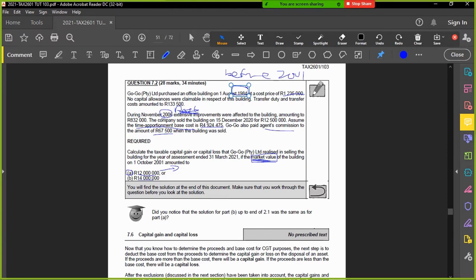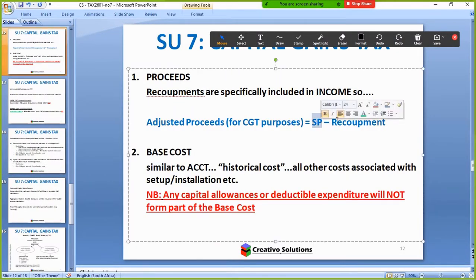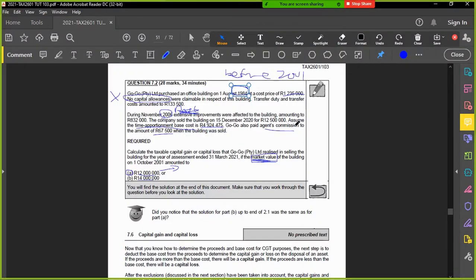So what is my market value? First of all, what is my adjusted proceeds? Did I have any capital allowances? No. So can there be a recoupment? No. Does that make sense? Yes. So what would your adjusted proceeds be? Selling price minus 0. Do you agree? So it would be 12.5 million. Yes, that's right, because there's no recoupment. Make sense? Yes. Perfect.